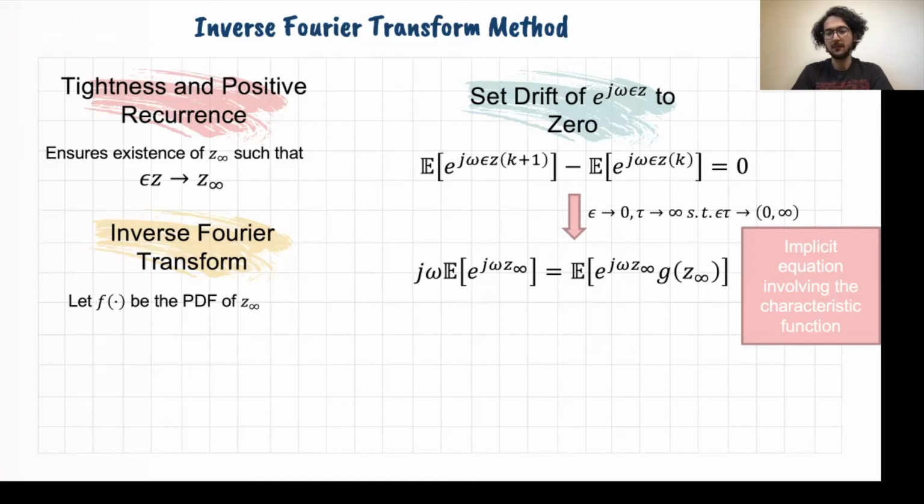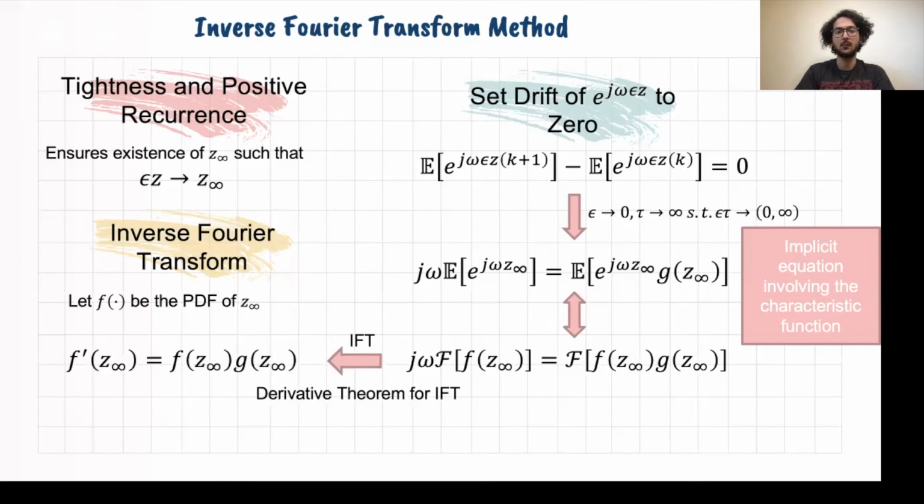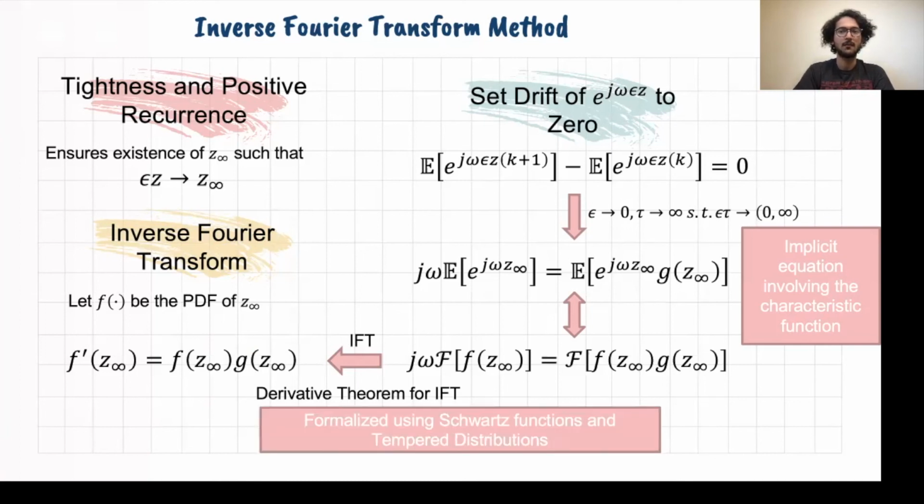Denote the PDF by f and note that we can write this implicit equation in terms of Fourier transform as follows. Next, we take inverse Fourier transform on both the sides to obtain a differential equation in terms of the PDF of the random variable z infinity. We can now just solve this differential equation to obtain the distribution of the scaled imbalance. Note that this is just a back of the envelope calculation and does not comprise a formal proof. However, this idea can be formalized using the theory of Schwartz functions and tempered distributions.